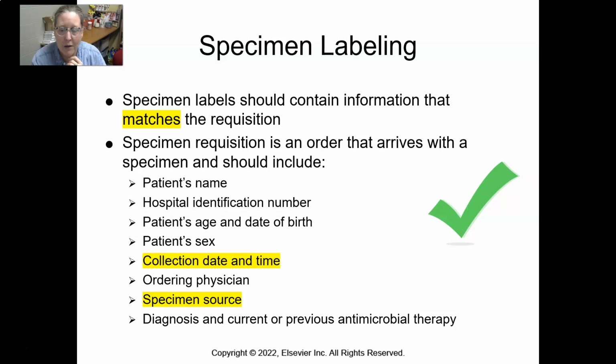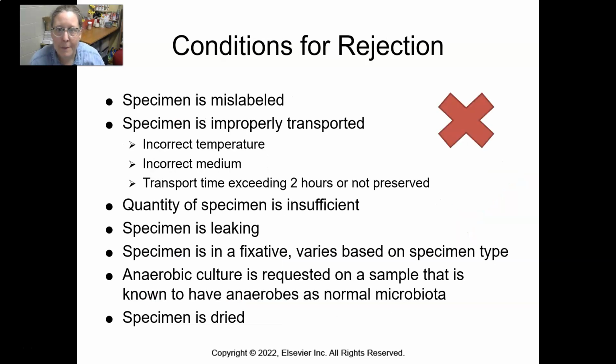And this is something I've not seen put on the barcoded requisition as much, but the information is available: their diagnosis and current or previous antimicrobial therapy. Oftentimes that can be accessed through the patient's electronic health record, so you should be able to look that up pretty easily.